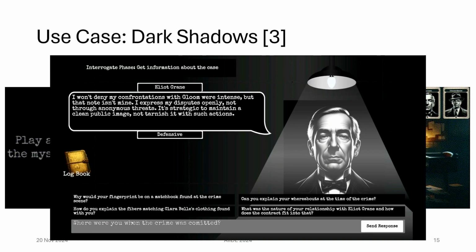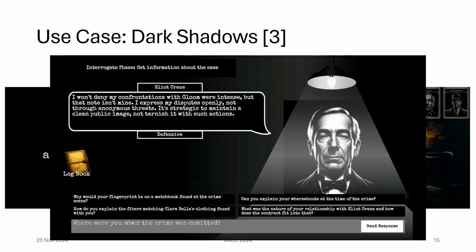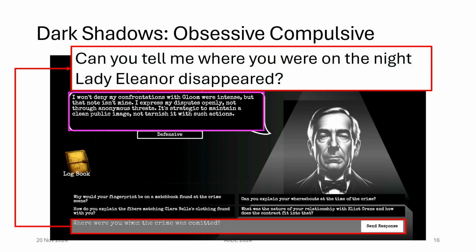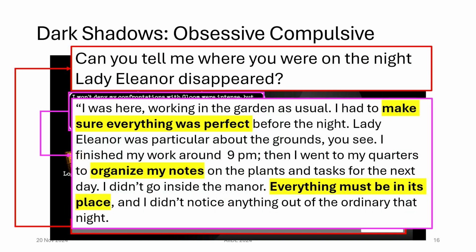communicating with the NPCs. We utilize my validation process in this, and we were testing it with GPT-4. For this particular investigation, we're asking this individual, who has an obsessive compulsive personality, where they were when Lady Eleanor disappeared. And so you can see it has something like: make sure that everything was perfect, organize my notes, everything must be in its place.